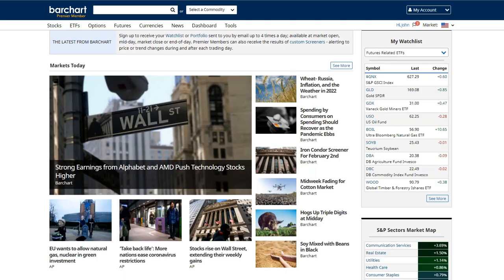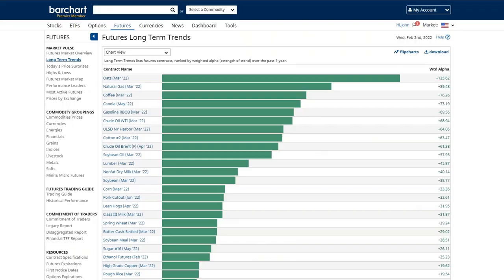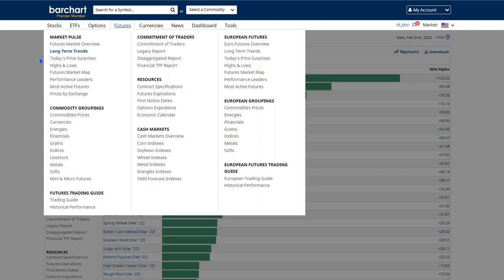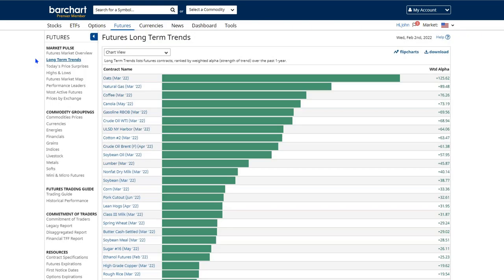Okay. So if I look at long term, I'm in the futures section and I'm under the long term trends. You can see that we have a variety of different commodities, not just one sector of commodities. We have oats, natural gas, coffee, canola, gasoline, and all down the line. So a large swath of commodities are having huge price movements over the last year.